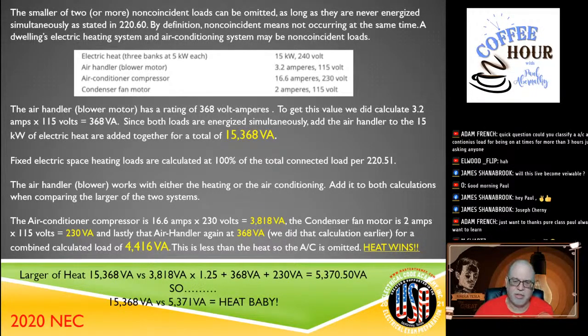So we're going to take that 3,818, which was for the air conditioner compressor, and we're going to do that at 125%. Then we're going to add the sum of the other loads, which is the 368 for the air handler and that 230 for the condenser fan, which is 5,370.5. Whether you rounded this like we're going to do, that 0.5, we're going to go to 5,371. It's still not greater than the 15,368 VA for the heat with the air handler.